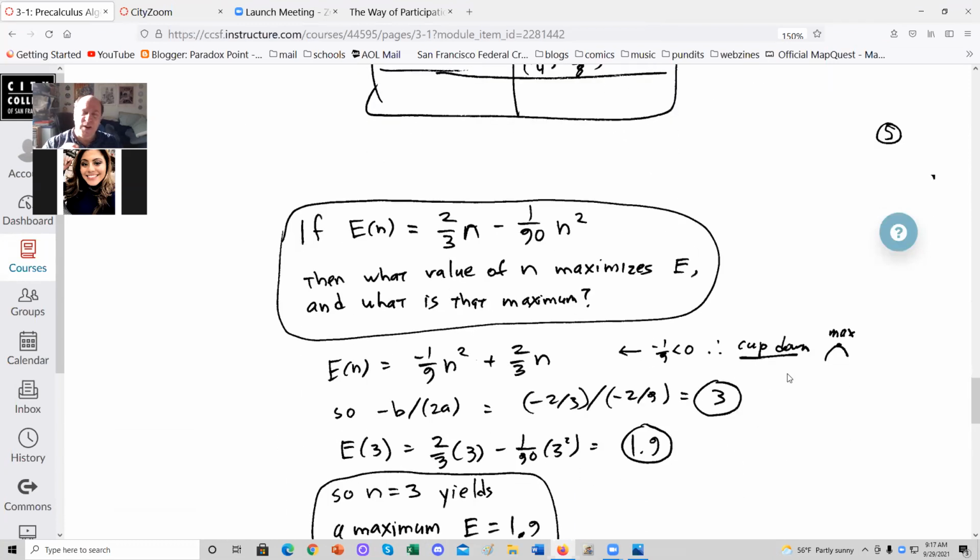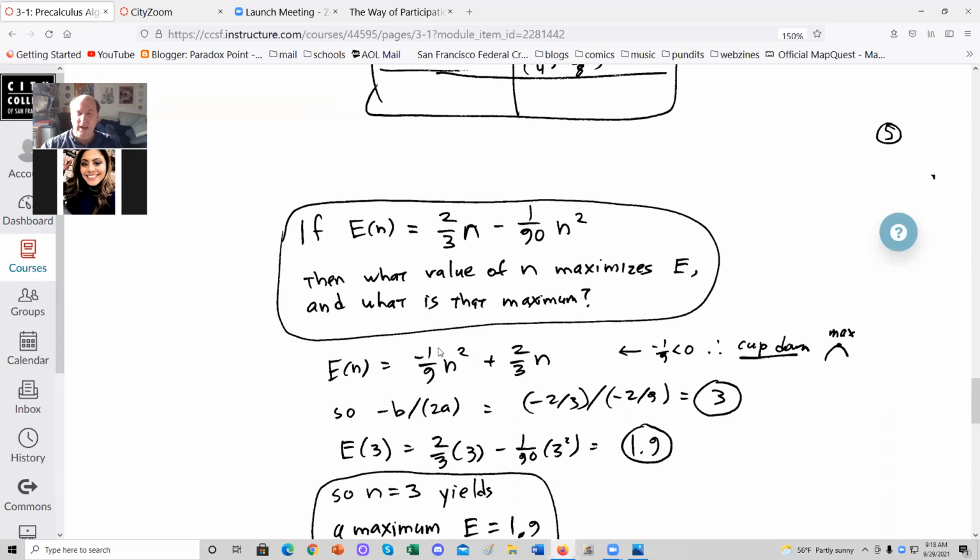Here we have, okay, for this one, I had some really bogus problem where n is a number of objects sold and e is, I don't know, the profit or something. It was a completely arbitrary formula, but we'll go anyhow. E of n is 2/3 n minus 1/90th n squared. And they want to know what value of n maximizes e and what is that maximum.